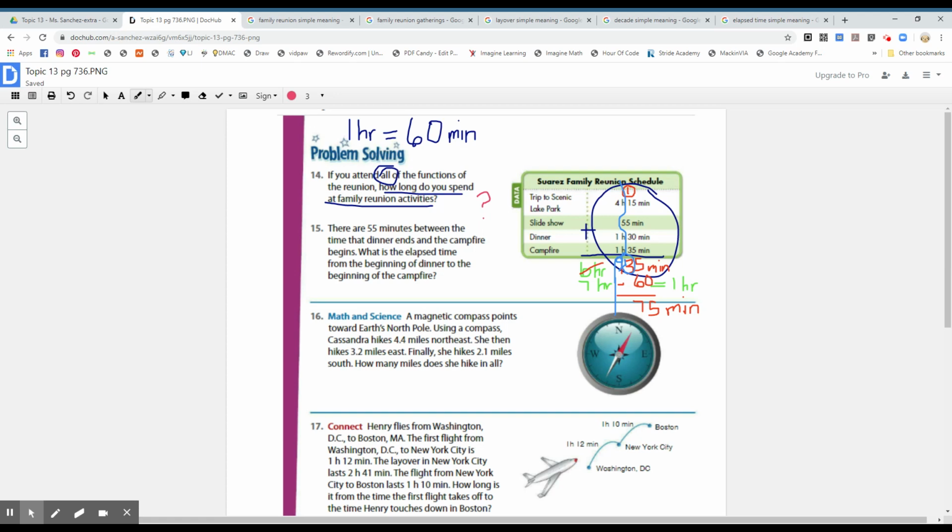Okay, let's continue. So what is the elapsed time from the beginning of dinner to the beginning of the campfire? All right, we have a lot of information, guys. All right, let's look at this. Okay, so they're letting us know that there's 55 minutes between. So I'm gonna put 55 minutes between something. Between what, boys and girls? Between the time that dinner ends and the time that the campfire begins. So from whenever time the dinner ends and campfire begins, there's going to be 55 minutes in between.